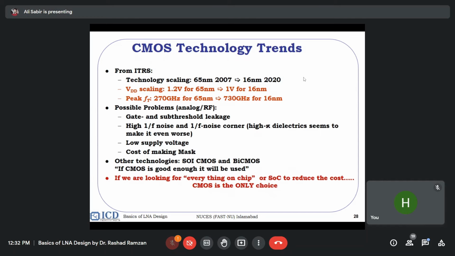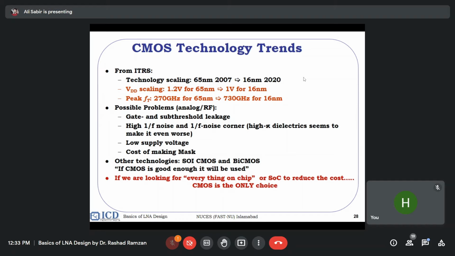So this is what I explained. The voltage scaling is from 1.2 to 1 volt, and the peak FT has gone from 270 gigahertz to 730 gigahertz for a 16 nanometer. So there's a lot of room. So what is the problem? The problem of CMOS is 1 over f noise.